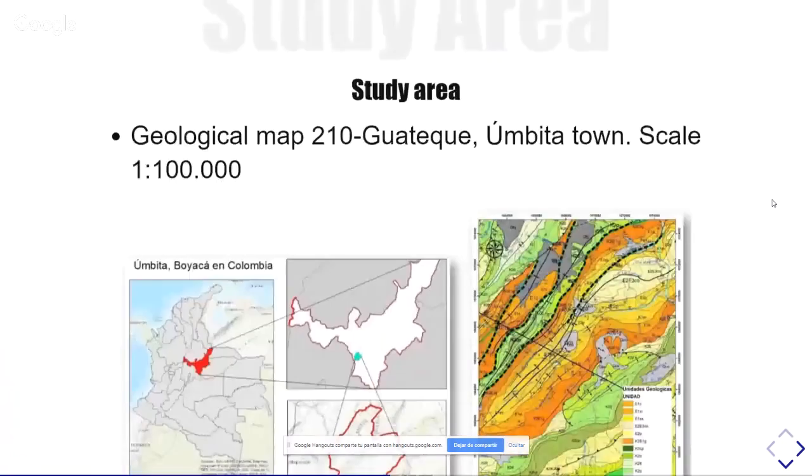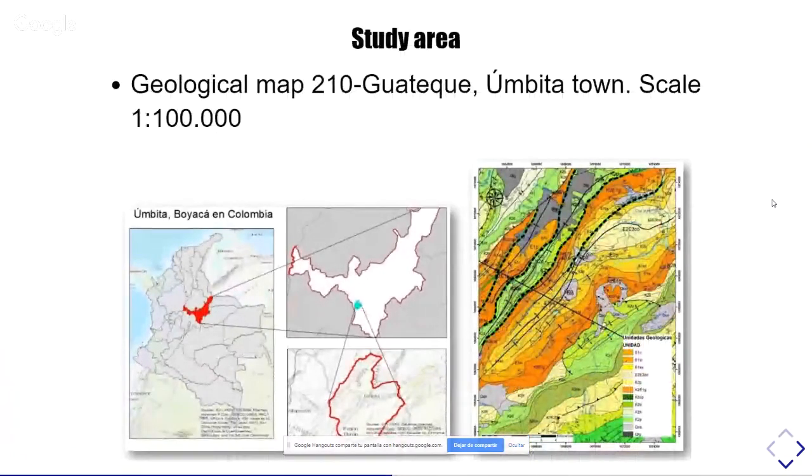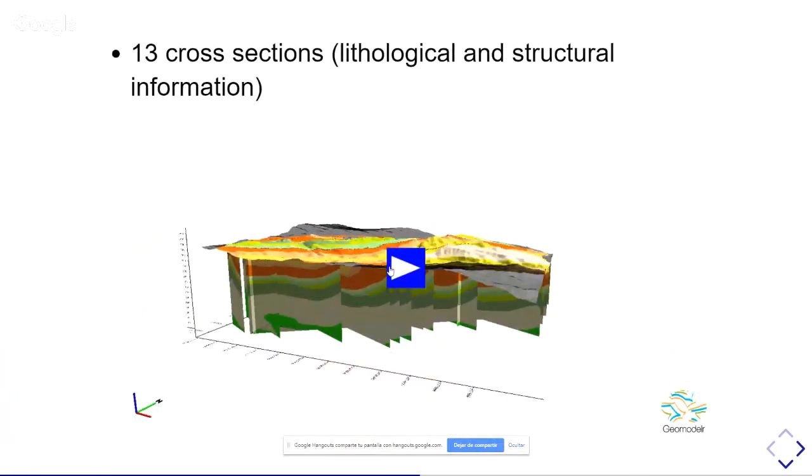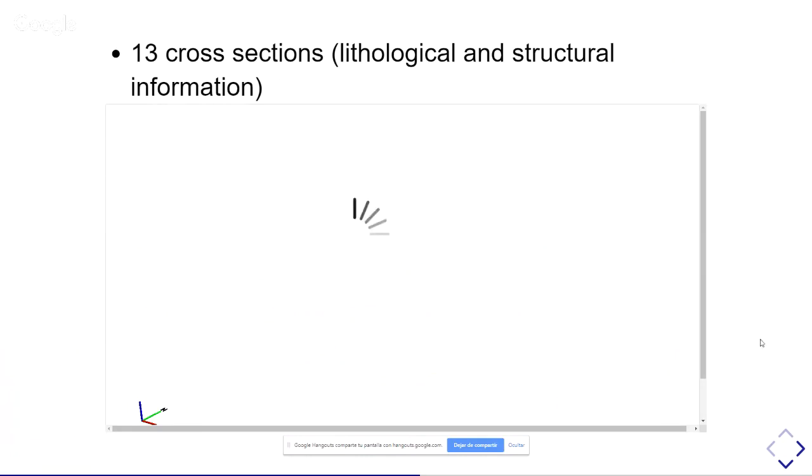Okay. So let's go to the study area that we used to create this demonstration. The area is called Colombita, Boyacá. It's actually in Colombia. It's a small region of the eastern part of Colombia, and this is very important hydrogeologically for many cities that are around it in Boyacá and also in Bogotá, which are very important cities for Colombia. Okay. Basically, we created the model from a set of structural cross sections.